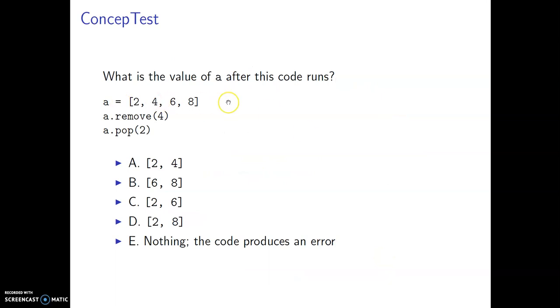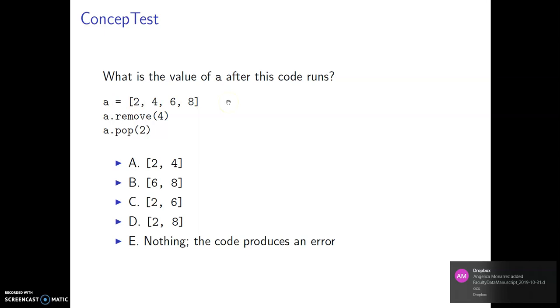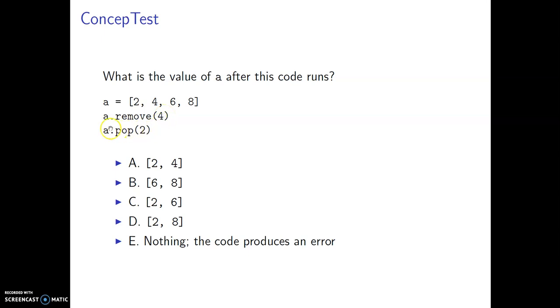Okay, I have a list, very simple, 2, 4, 6, 8. Then I'm going to use the remove function. So notice again, my object, the function, what I'm removing. Remember, remove removes the first occurrence of that element. I said that backwards. And then we have the pop, which if we put in an index for pop, if you recall, it's going to remove that and return it as a result of the function. So run this through in your head, make a prediction.